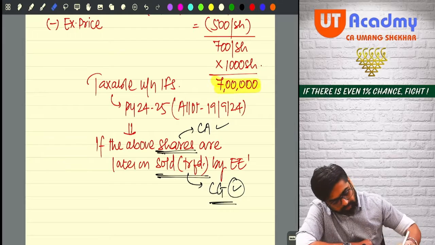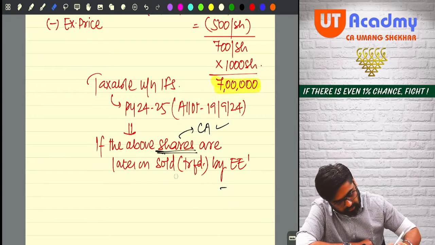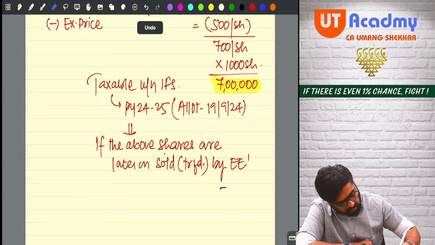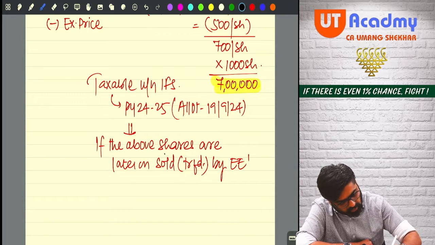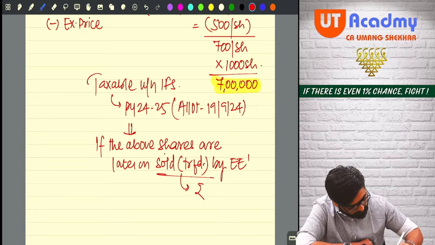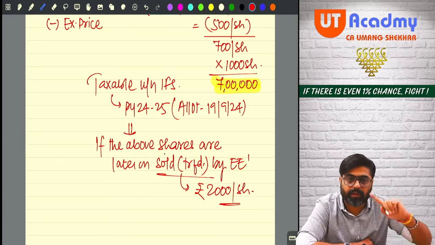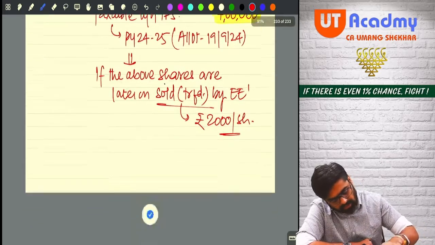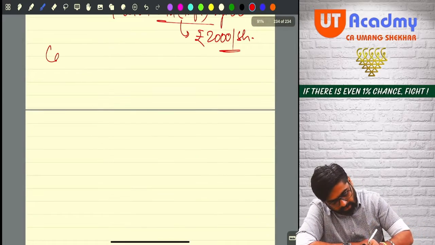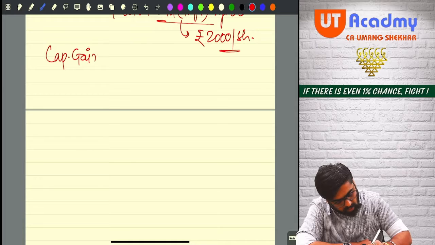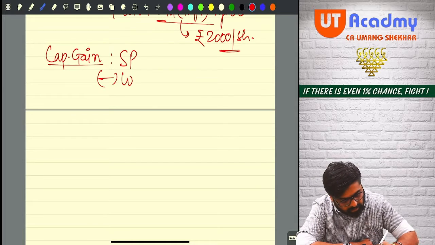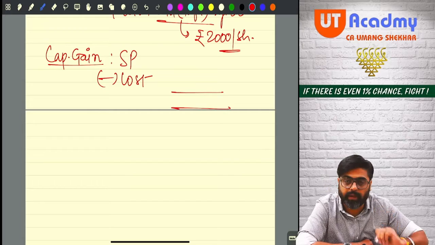Now for example, these shares are sold or transferred for some amount. For example, they are sold for rupees 2000 per share. So whenever they are sold for 2000 per share, that time the capital gain will be calculated. Now let's calculate the capital gain. To calculate the capital gain, what are you going to take? You are going to take the sale price of the shares minus the cost price of the shares. You will get the capital gain.